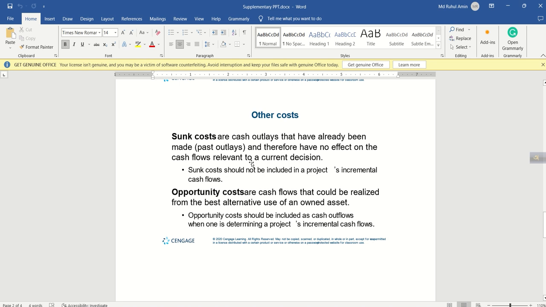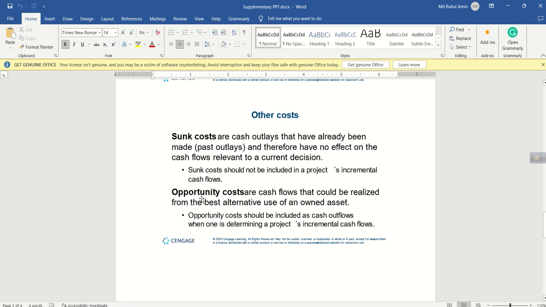Sunk cost. Think of some of the costs that actually happened, and if you proceed to invest in that project, or if you do not proceed to invest in that project, you cannot get this sunk cost back. So if you cannot get it back, no matter whether you accept the project, I mean you invest in the project or you do not invest in the project, you cannot get it back. So you should ignore it in our cash flow estimation.